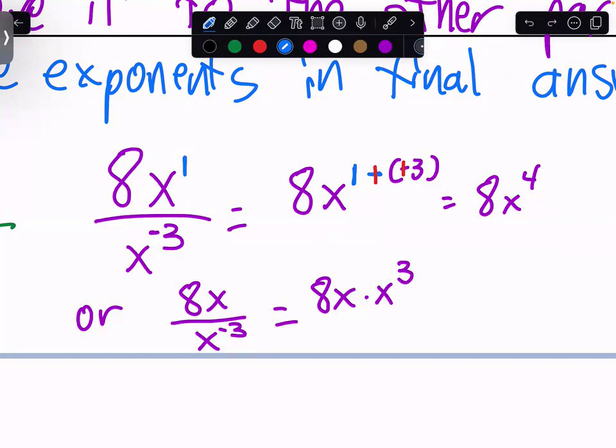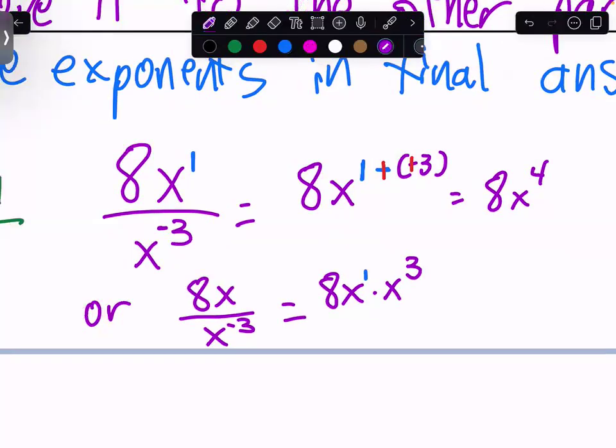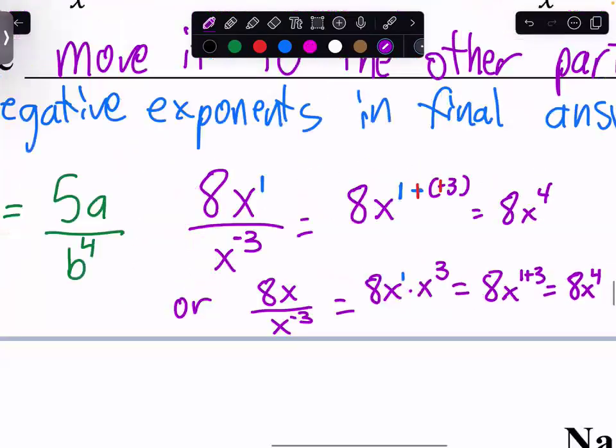Okay, and then now from here, again, x is x to the invisible first power. So the very first rule was when you multiply two terms, you add their exponents. Okay, so you see either way, you end up with the same answer.